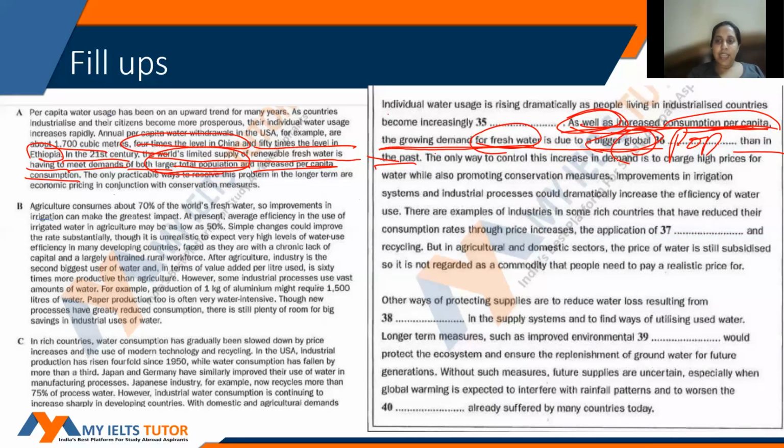Now, next, the 37th answer, is it done? Yes, ma'am. It's a new process. Modern technology. Okay, let's see. There are examples of industries in some rich countries. They're talking about high prices. Okay, modern technology. Where is the location? Here I can see prices.